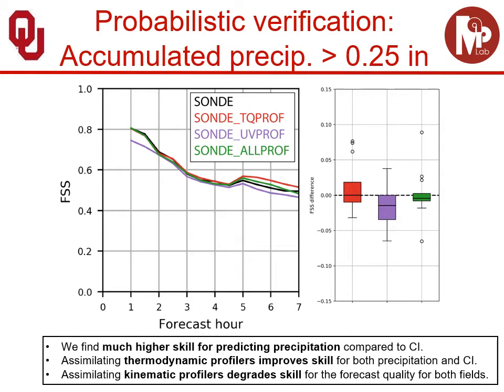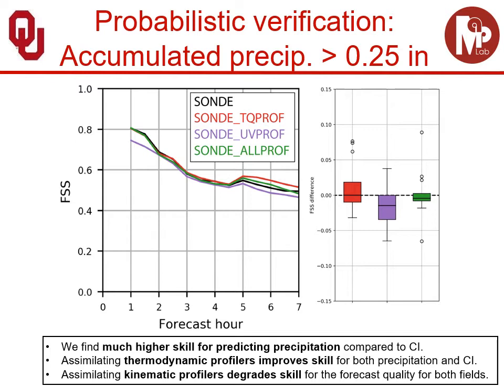instead of just CI, and this gives us a good baseline of understanding the impacts of assimilating these data for nocturnal convection in general. This is fraction skill score, so a higher value would be a more skillful forecast. And we can see from this time series that in general, the SON-TQ-PROF experiment is more skillful, especially during later lead times, than the baseline SON experiment in black. This means that we're seeing positive impacts from assimilating the co-located thermodynamic profilers.